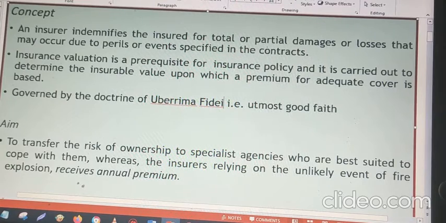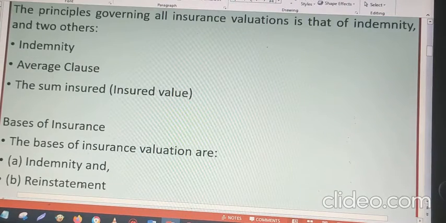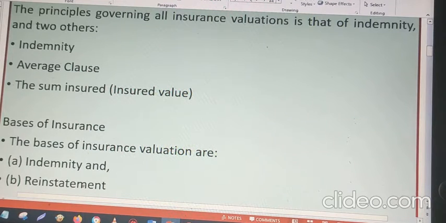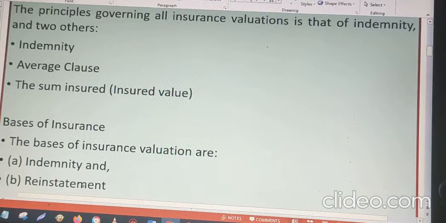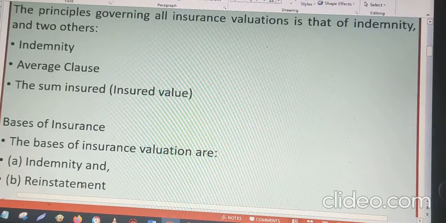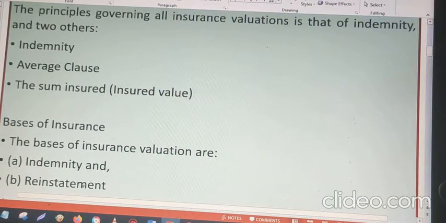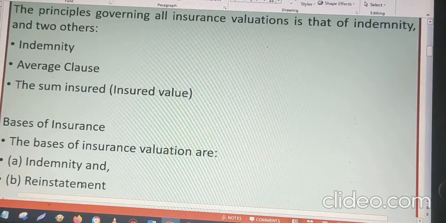Principles of insurance. The principle governing all insurance valuations is that of indemnity. That is, compensation would be paid on proof of loss but only to the extent of loss actually suffered. Generally, an insurance policy expressly provides that the insurers will undertake, in the event of loss or damage by fire, to pay or make good the loss or damage up to a specified amount. The principles of contract of insurance are the following. 1. Indemnity. 2. Average clause.